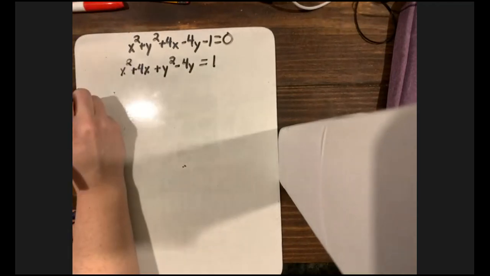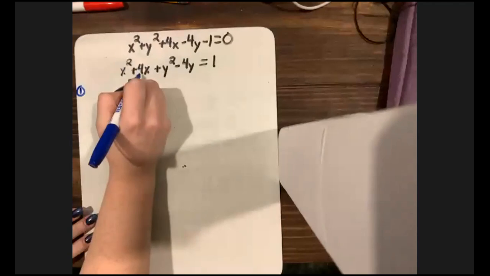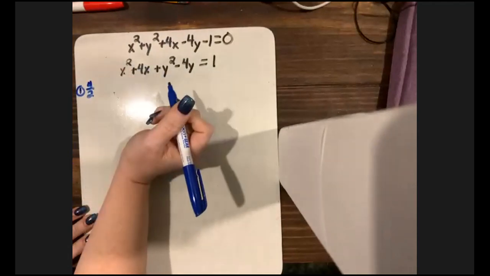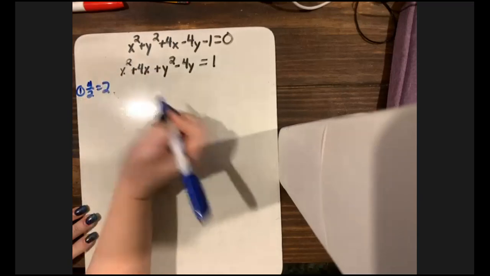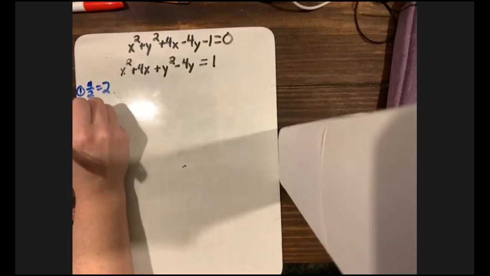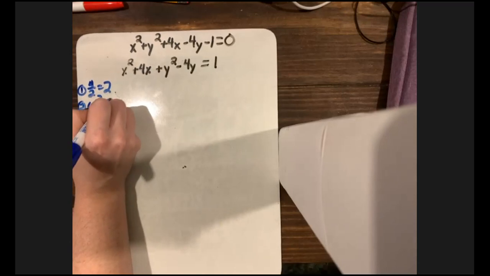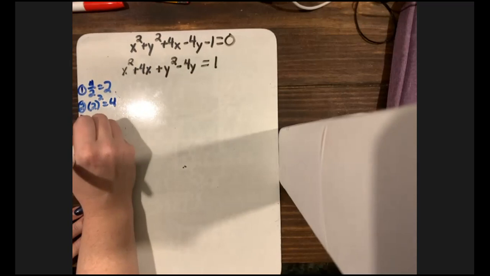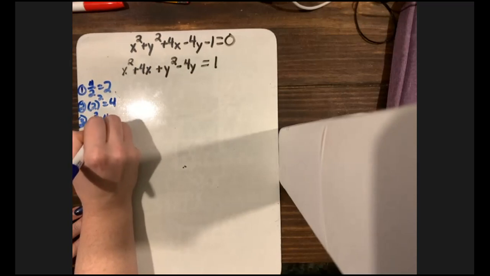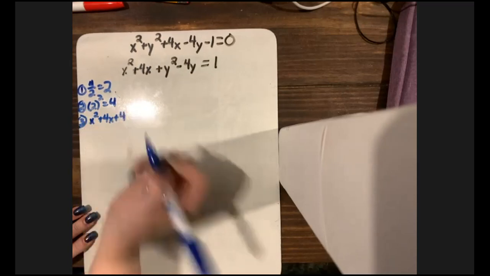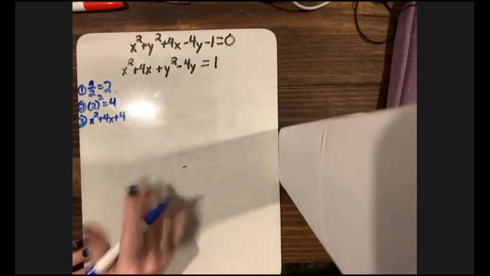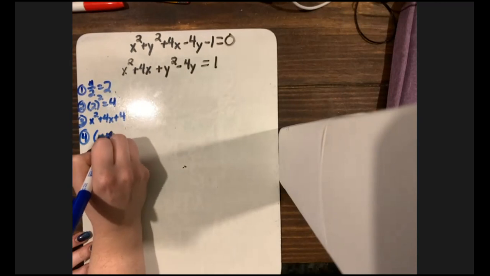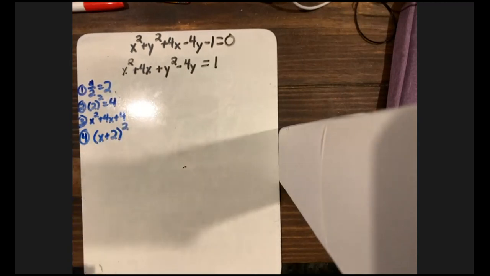Okay, so I'm going to start over here with my x's. I take the number in front of the plain x and I'm going to divide it by 2. We're now going to take that number and square it. We're going to tack that on to the original stuff that I had with the x's. And then this factors nice and pretty.